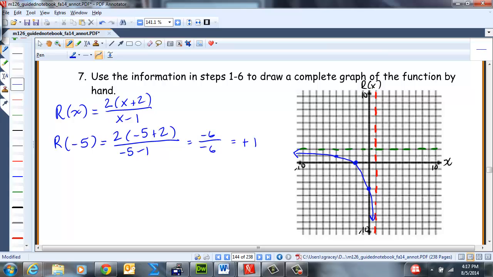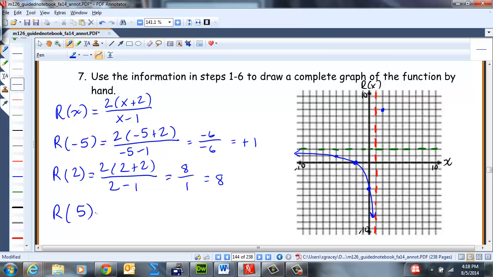So now let's see what's happening on the other side. Okay. So now let's check out the other side. So if we evaluate r at 2, we'll get 2 times 2 plus 2 over 2 minus 1. So that's going to be 4 times 2 is 8 over 1, so we'll get 8. We get an ordered pair here. And then r at, how about r at 5? We'll have 2 times 5 plus 2 over 5 minus 1. So that'll be 7 times 2 is 14 over 4, which is 7 halves. So 7 halves is 3.5. And we have something like this.